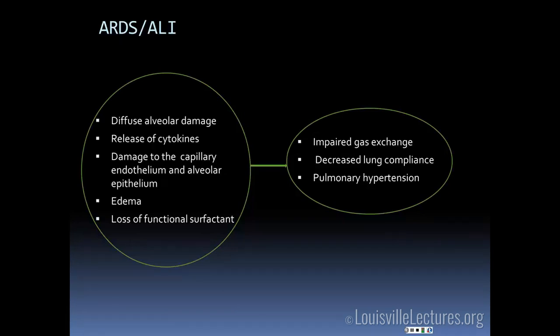So when you talk about the pathogenesis of ARDS, you're going to have diffuse alveolar damage. If you do a biopsy of patients with ARDS, that's what the pathologist is going to find. There's a lot of inflammation, release of cytokines. It is a neutrophilic inflammation. There's damage to the capillary endothelium. There is edema, of course. Also, the surfactant in patients with ARDS is dysfunctional. All of these will lead to the cardinal manifestations of ARDS, which are hypoxemia, so impaired gas exchange, decreased lung compliance, and a lot of times these patients will also develop pulmonary hypertension while they have ARDS.